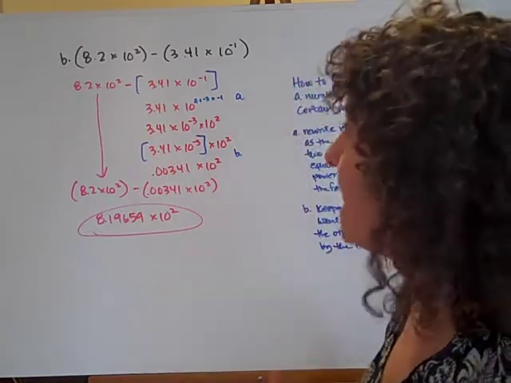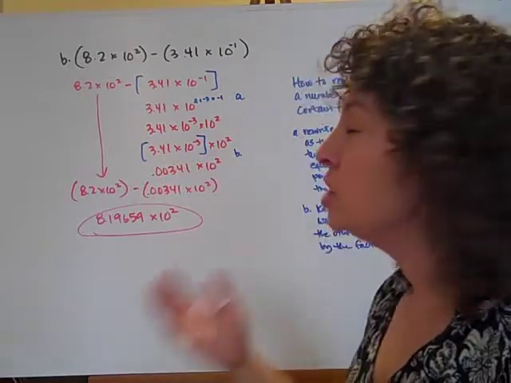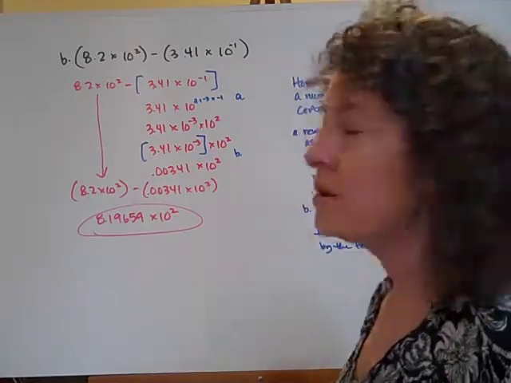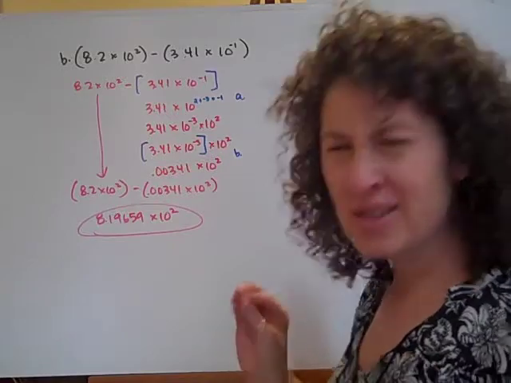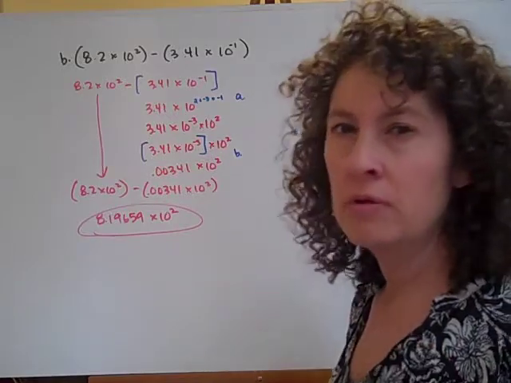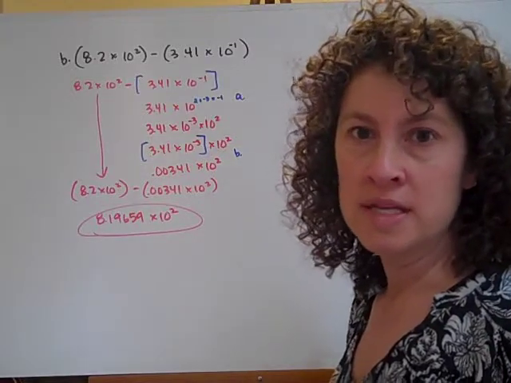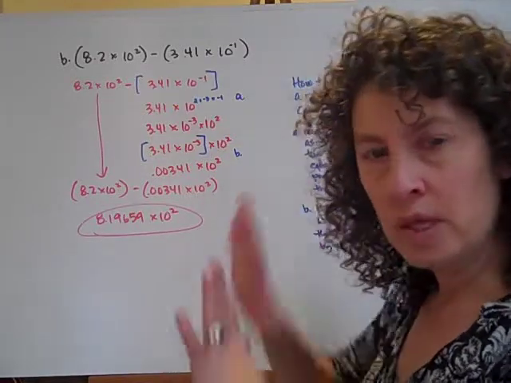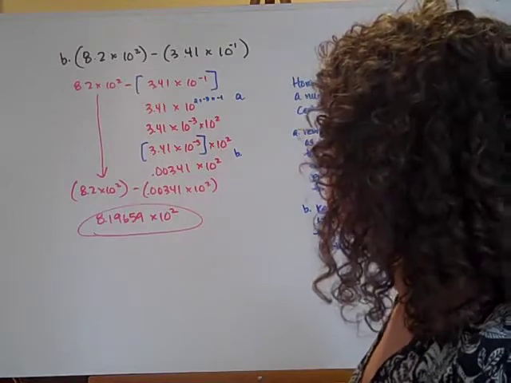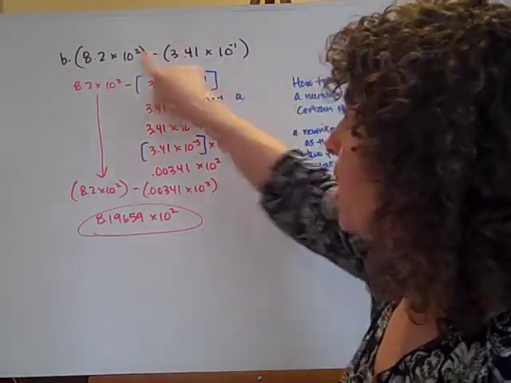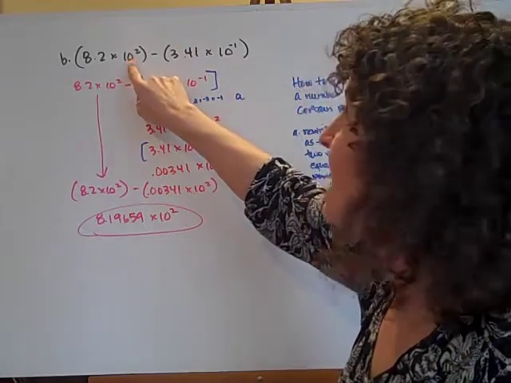But I can, since it's scientific notation, change them so that they are both the same power of 10. Now that means that one of these is going to look like scientific notation, but it's not really. So we'll have a power of 10, but the factor won't be between 1 and 10. But that's okay because we're in the middle of our messy work here. So I'm going to take this second one and try to get it to have a power of 10 to the second power.